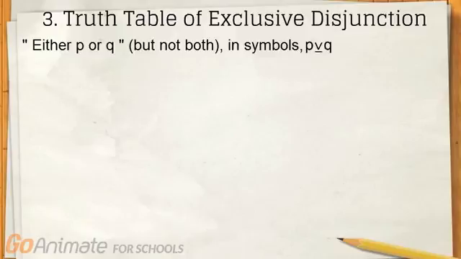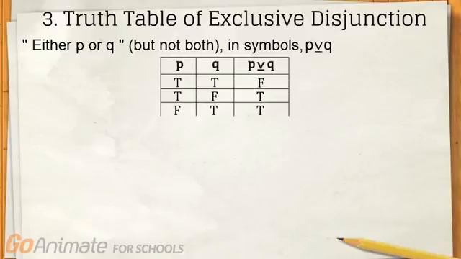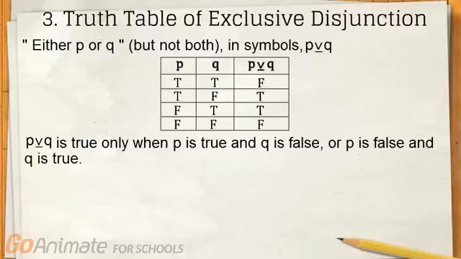Exclusive disjunction are statements of the form, either P or Q, but not both. P exclusive disjunction Q is true only when P is true and Q is false, or P is false and Q is true.